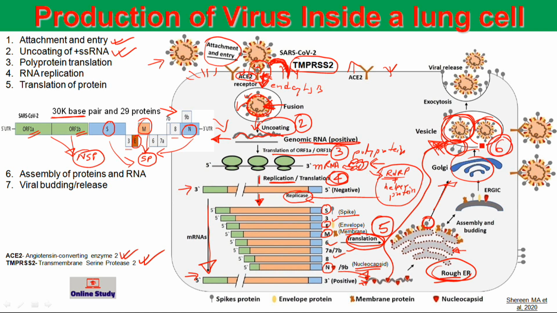Then they are released from the cell by a budding process, which is just the reverse of endocytosis, how they entered the cell, called exocytosis. This is how the SARS-CoV-2 virus replicates inside the human lung cell, and after that they can also infect the nearby cell or any other cell that expresses the angiotensin-converting enzyme 2.